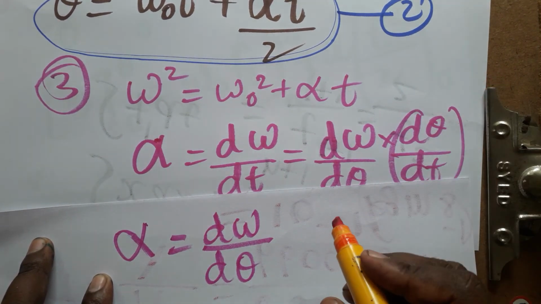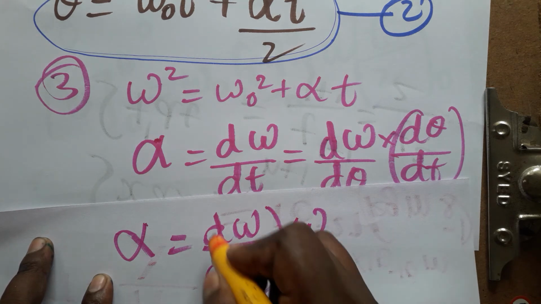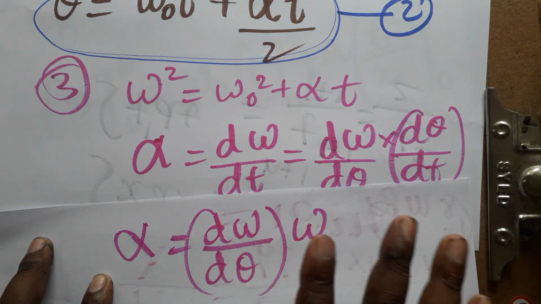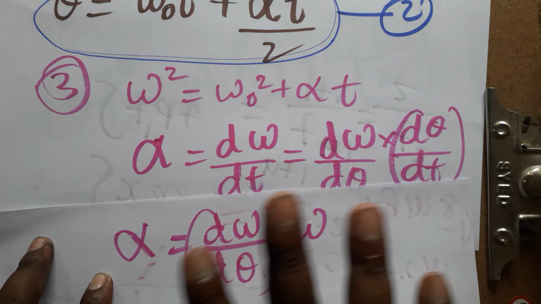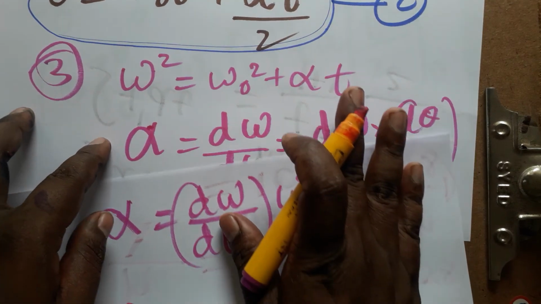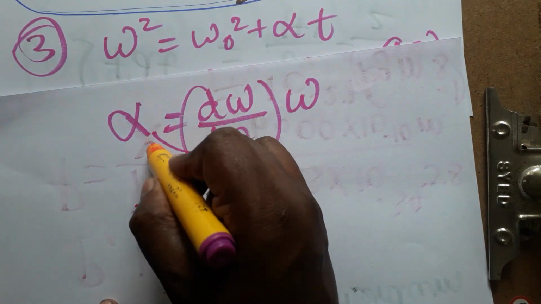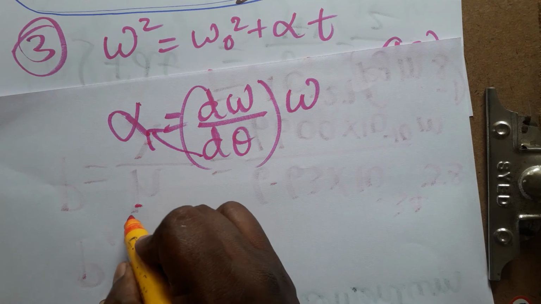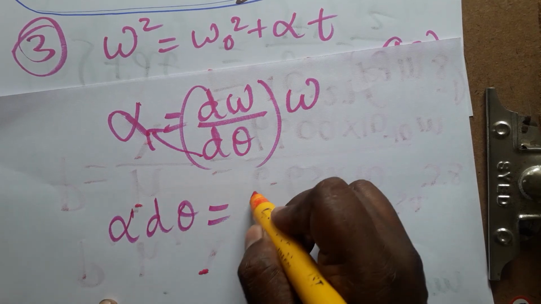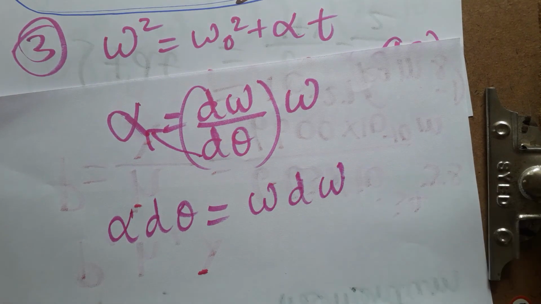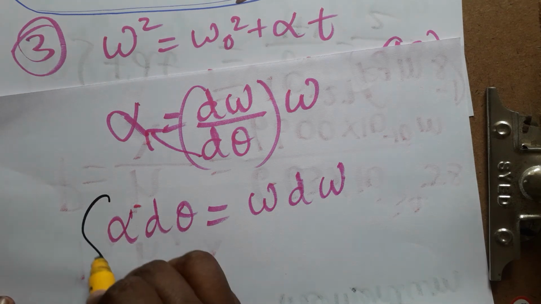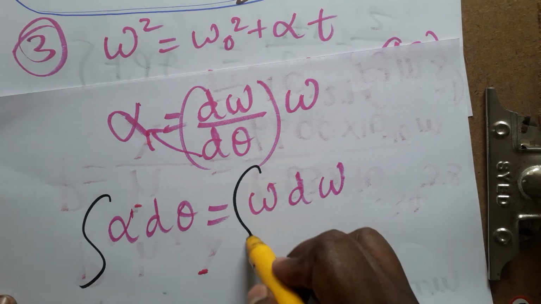This d theta by dt is the angular velocity, it's omega. You can't make it omega omega square, that is a wrong method. Always with small d only; after integration only that will go. This d theta you can bring here. So alpha d theta is equal to omega d omega. Now integrate on both sides.